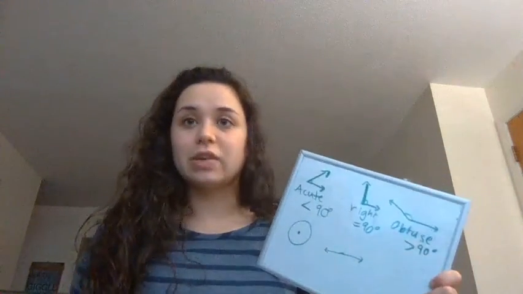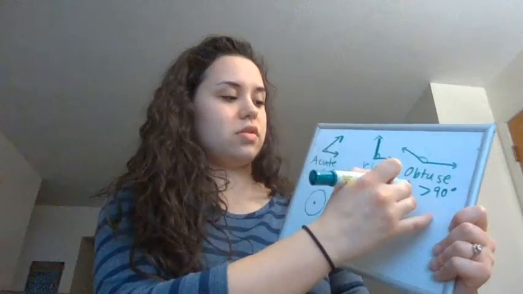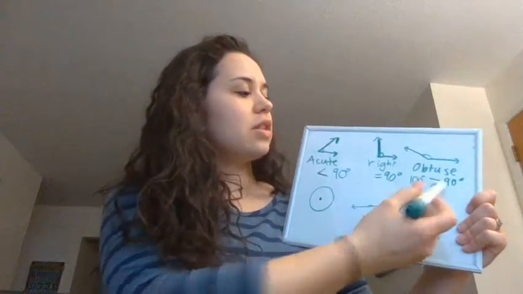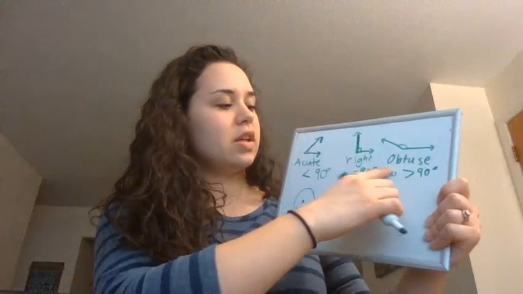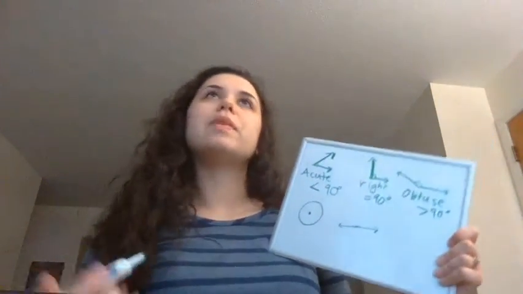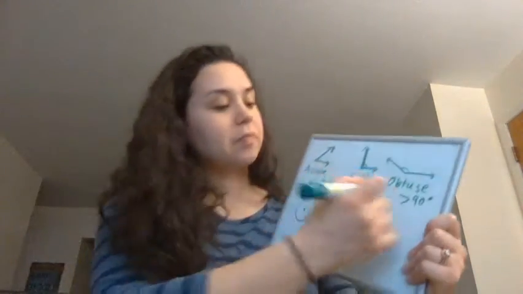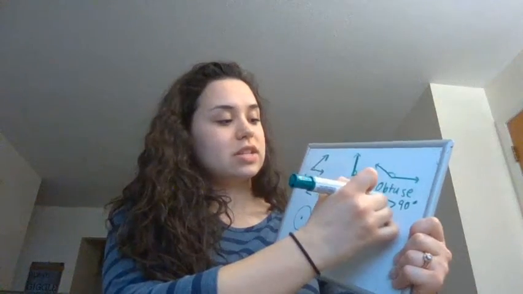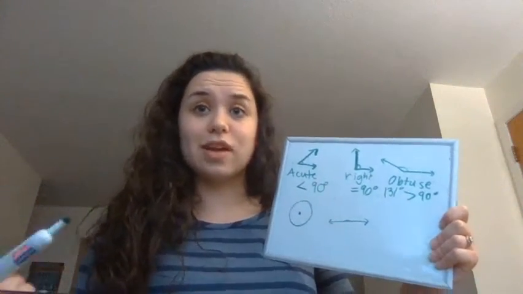Well, I know that 100 is bigger than 90. Let's put 100. 100 is greater than 90. Yep, that makes sense. That could be an obtuse angle. How about another measurement bigger than 90? How about 131? 131 degrees is greater than 90. That is a true statement, so that is an obtuse angle.